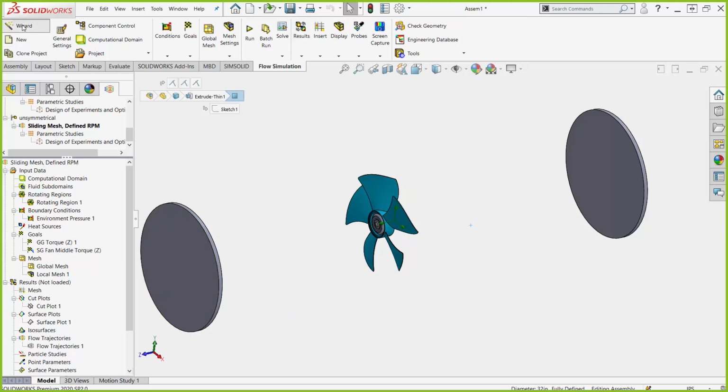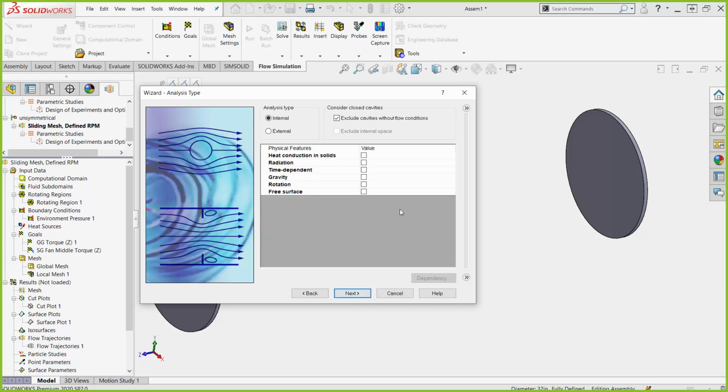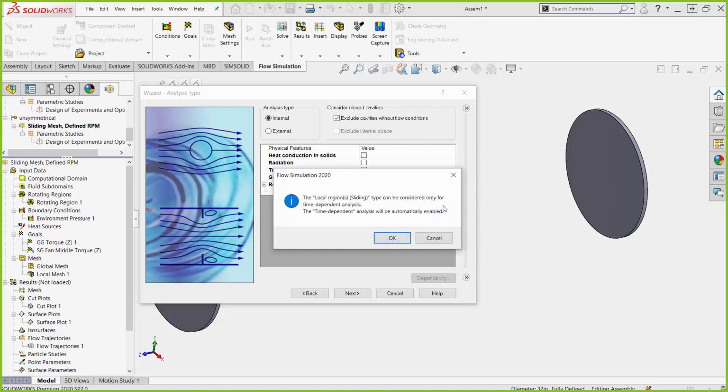But as I'm setting up the wizard, hitting next and going through my units, I get to this section and I say, okay, I need to do that sliding mesh option. So I'm not using that averaging method. In the drop down, I'm going to sliding. And I immediately get this pop-up.